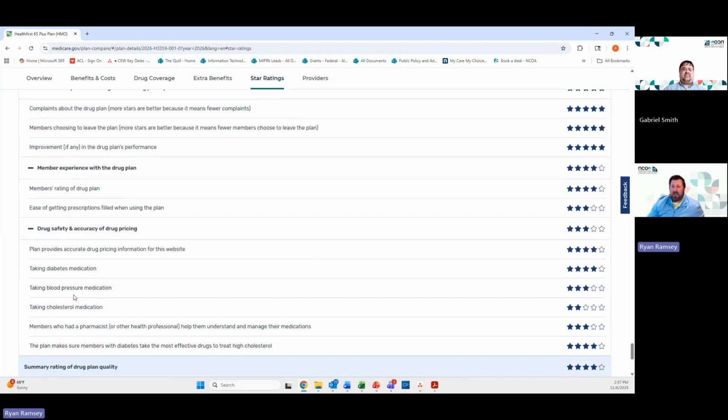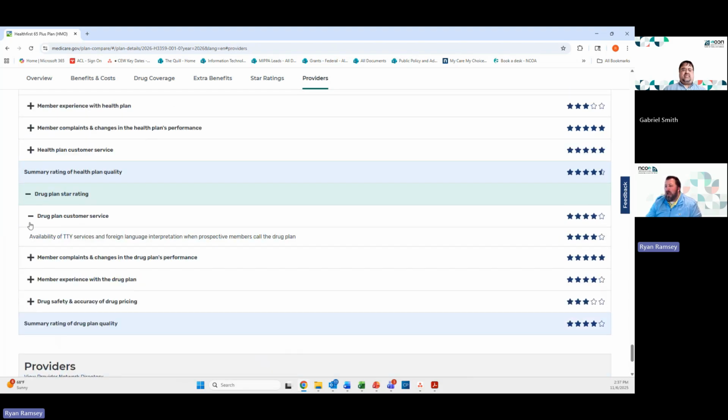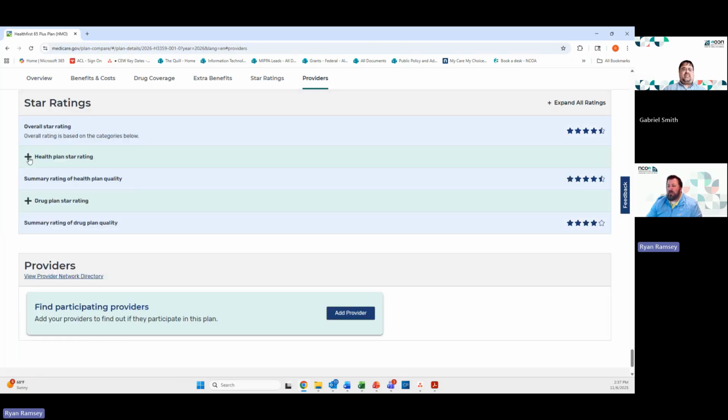Drug safety depends on what drugs a particular person is taking and their need for that. So you may not be taking any diabetes or blood pressure medication, so that may not be entirely applicable to you, but you can take a look at the star ratings in this section, and explain those to people so they can get an idea of what they would be looking at in terms of how members of these plans are rating these plans. But if both of those look good to them as well, then that's great.